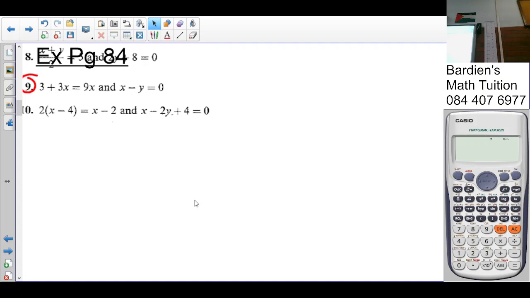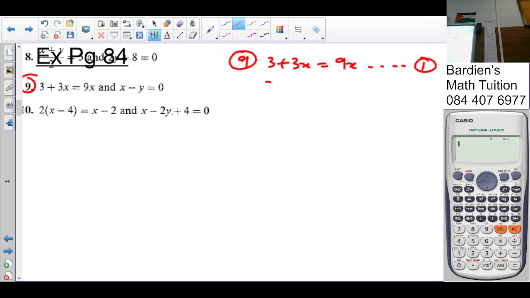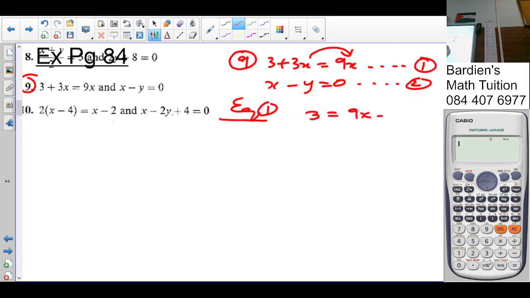Alright, I'll do it on the board. Number 9. You got 3 plus 3x equals 9x. This is equation 1. And then you got x minus y is equal to 0, equation 2. Right, we went from equation 1. You take the x over, becomes 3 is equal to 9x minus 3x. What's 9x minus 3x? 6x. Divided by 6 both sides. So x is? Anybody made a mistake there?